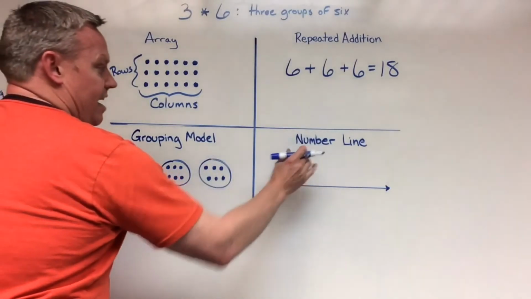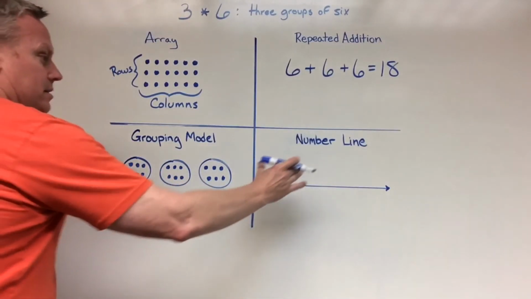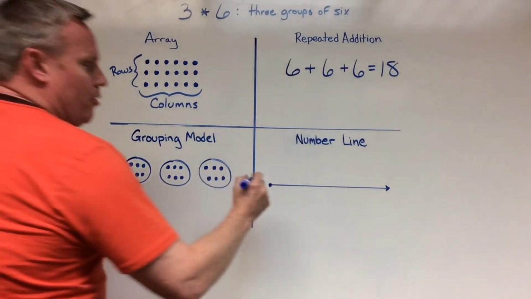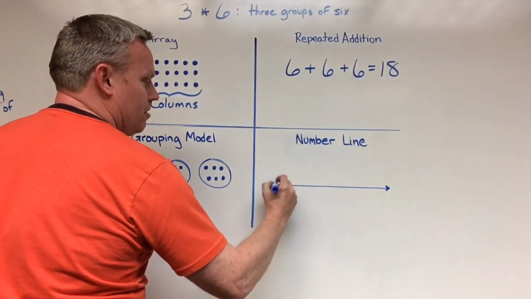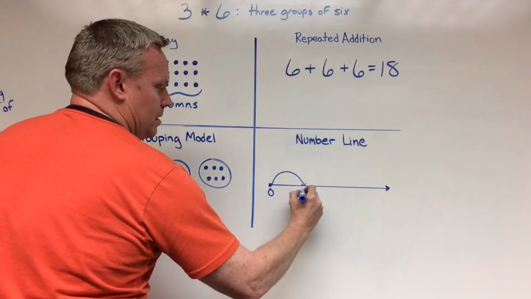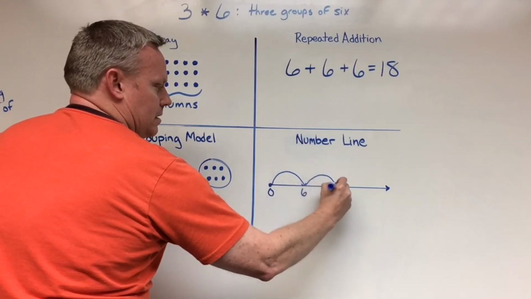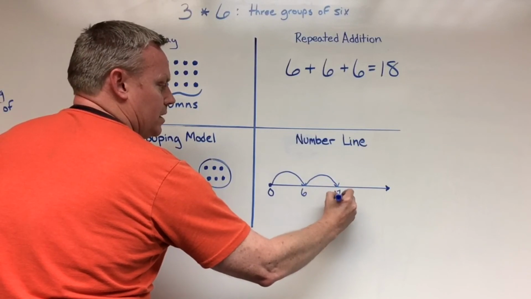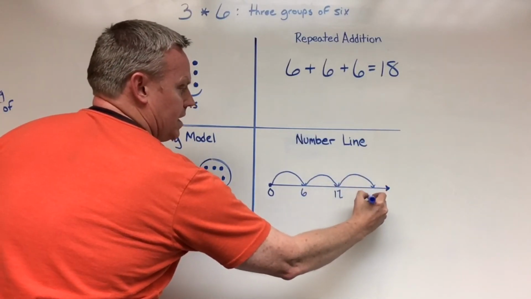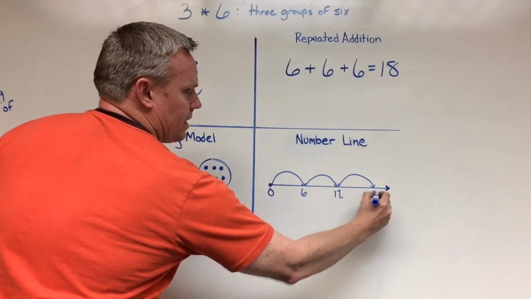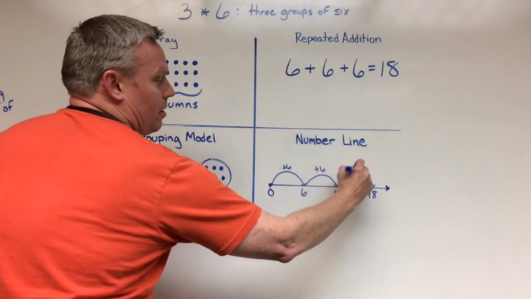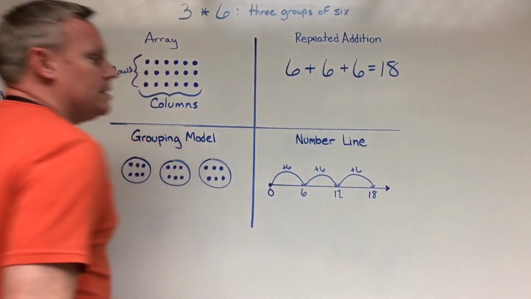And finally, I have my number line, similar to repeated addition, but it's more of a skip counting approach. Starting at 0, skipping by 6, skipping by 6 again to 12, and skipping by 6 one more time for 18. And here's my 3 groups of 6.